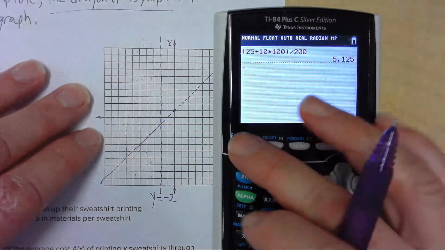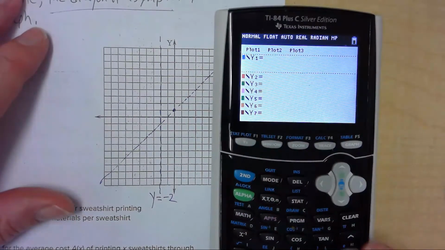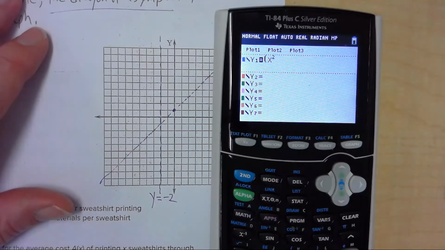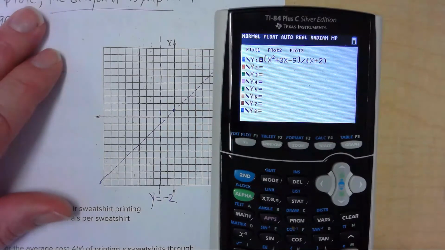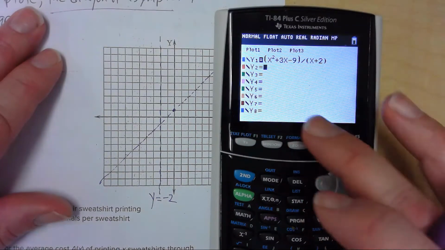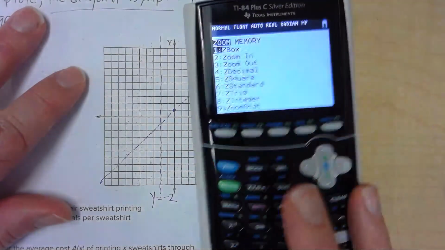Make sure you use parentheses. So it is left parenthesis x squared plus 3x minus 9, close the parenthesis, divided by parenthesis x plus 2, close the parenthesis, enter. Yes, yes. Now I'm going to go back to zoom standard because that's what I have here. So I'm going to hit zoom and 6.